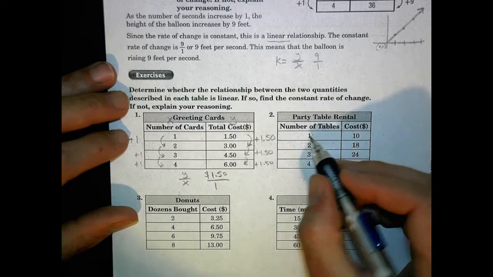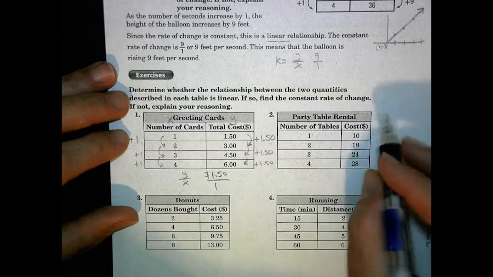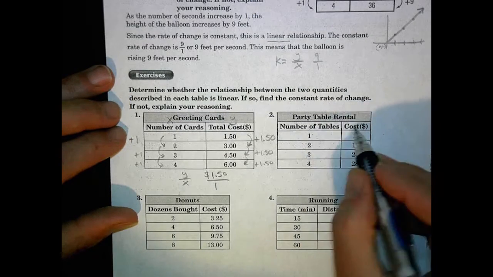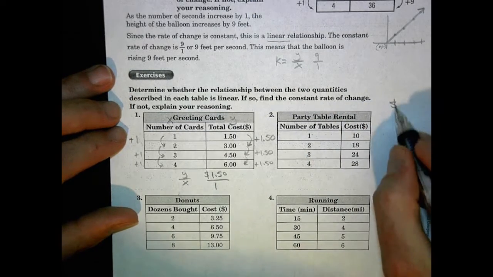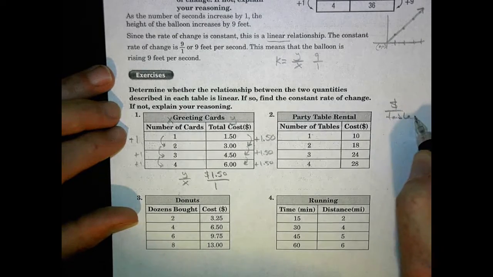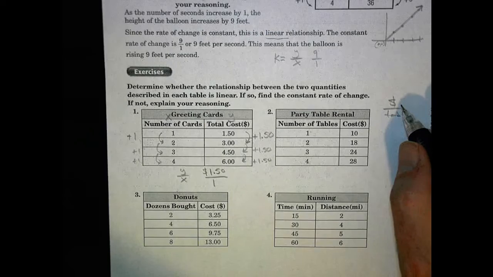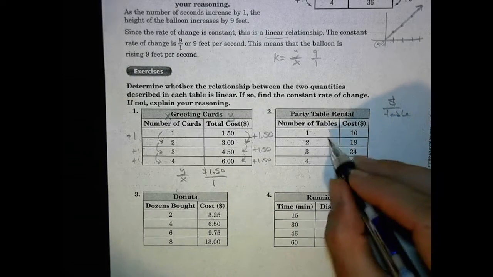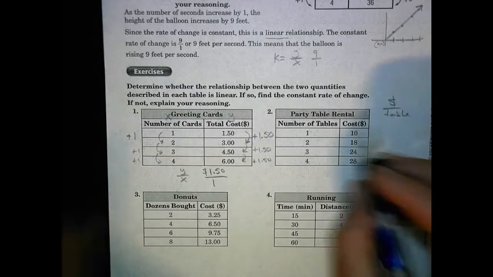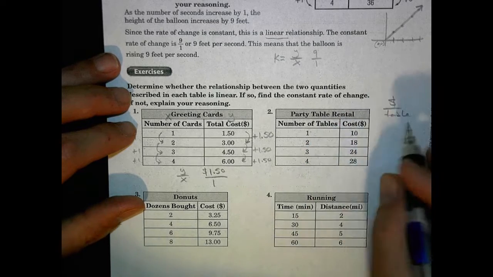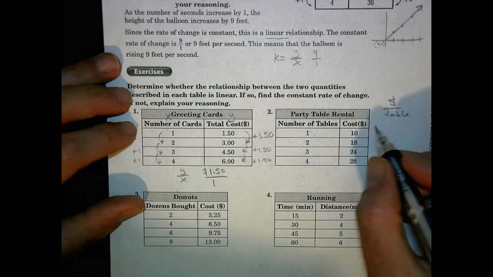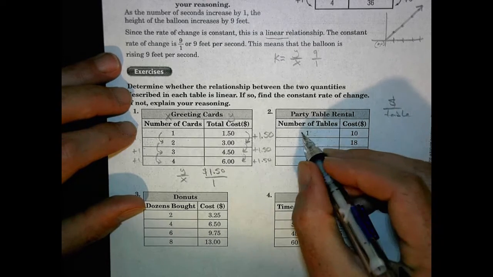Let's look at number 2. Here we have the party table rental. We're looking at the cost per table. What we want to find out is, is that a linear relationship? Does the number of tables that I have have a bearing upon the cost? So if I have one table, it costs me $10 over 1. That's my rate in a sense here. I've got 10 over 1.